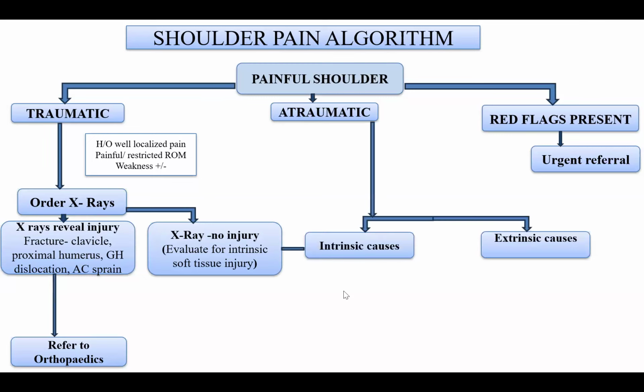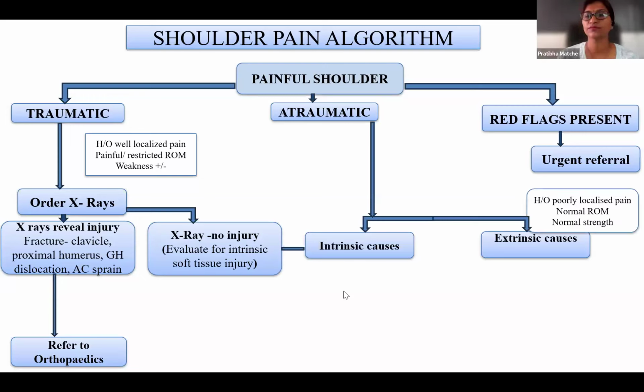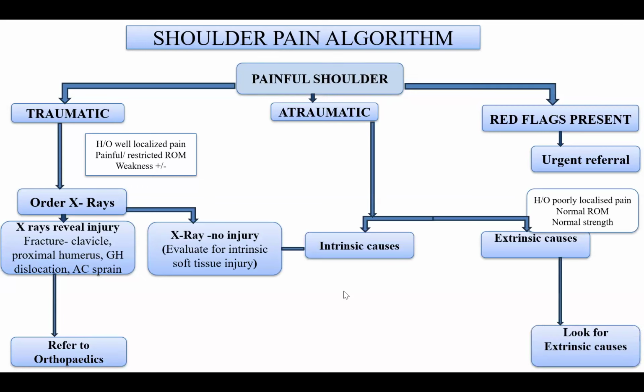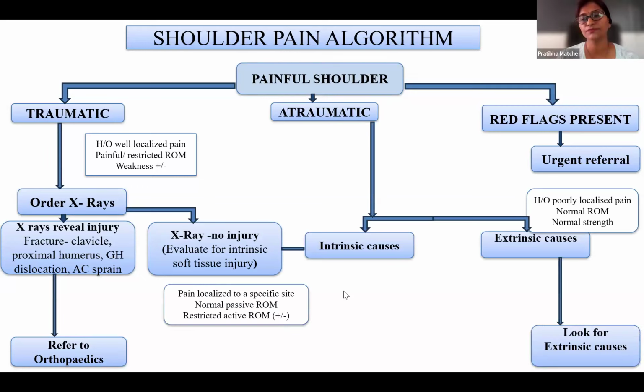Now, once it is an atraumatic cause, it could be either intrinsic or extrinsic causes. If there is a history of poorly localized pain and normal strength and range of movements, then it is because of the extrinsic cause. Look for the extrinsic causes.